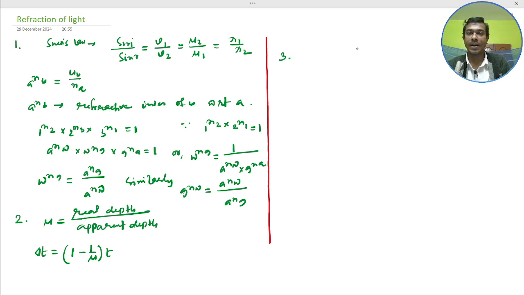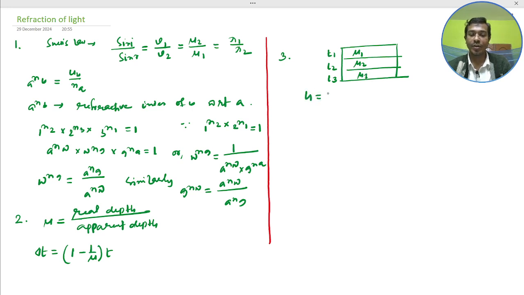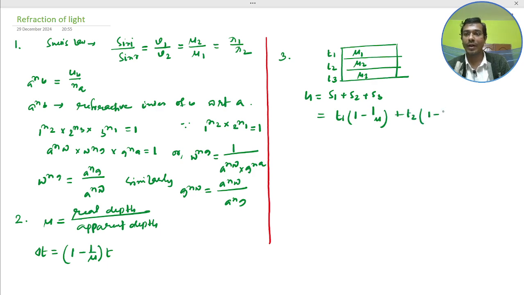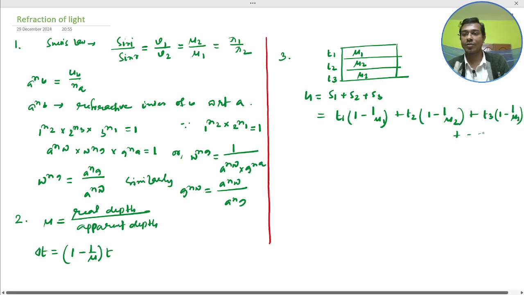Suppose these are the multiple slabs here, with thicknesses t1, t2, t3 and refractive indices mu1, mu2 and mu3. In that case the total shift S1 plus S2 plus S3 would be t1 (1 minus 1 by mu1) plus t2 (1 minus 1 by mu2) plus t3 (1 minus 1 by mu3) plus so on.